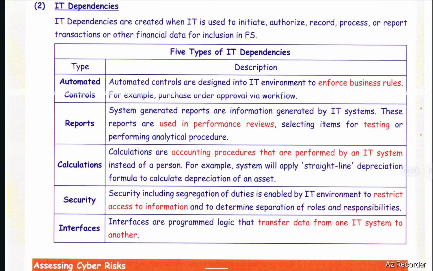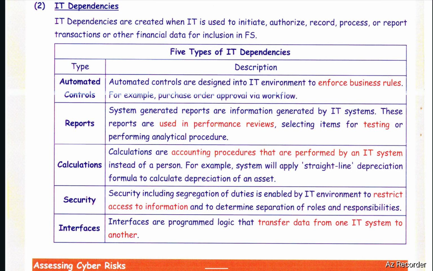IT dependencies are created when IT is used to initiate, authorize, record, process, or report transactions or other financial data for inclusion in financial statements. There are five types of IT dependencies. First one, automated controls. Second, reports. Third, calculations. Fourth, security. Fifth, interfaces.